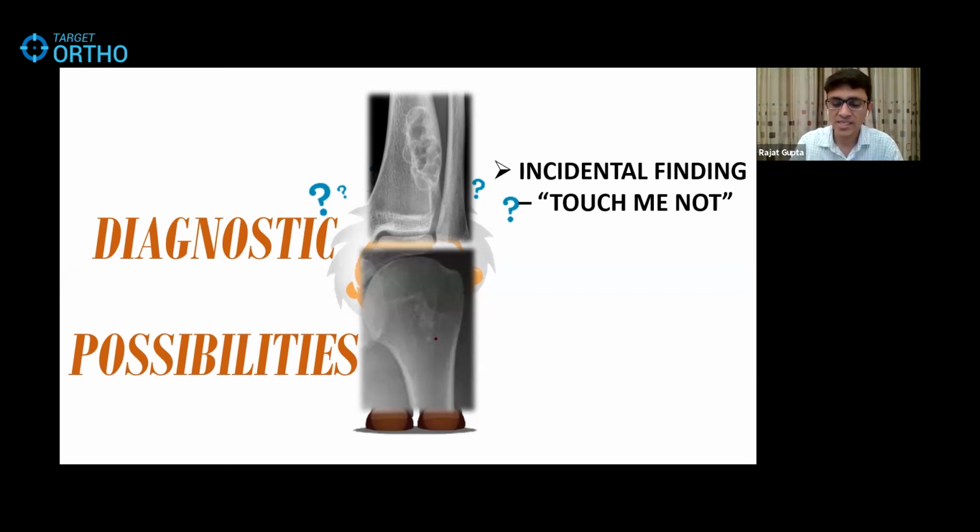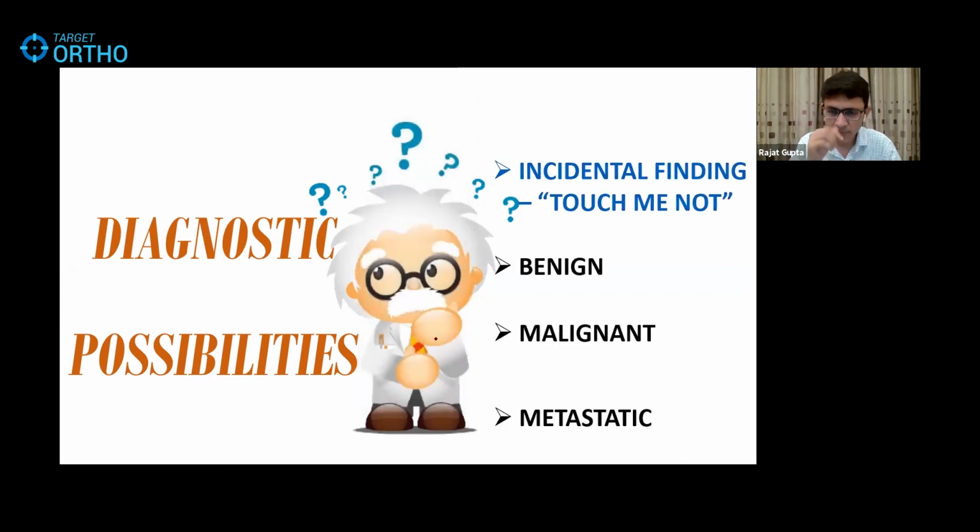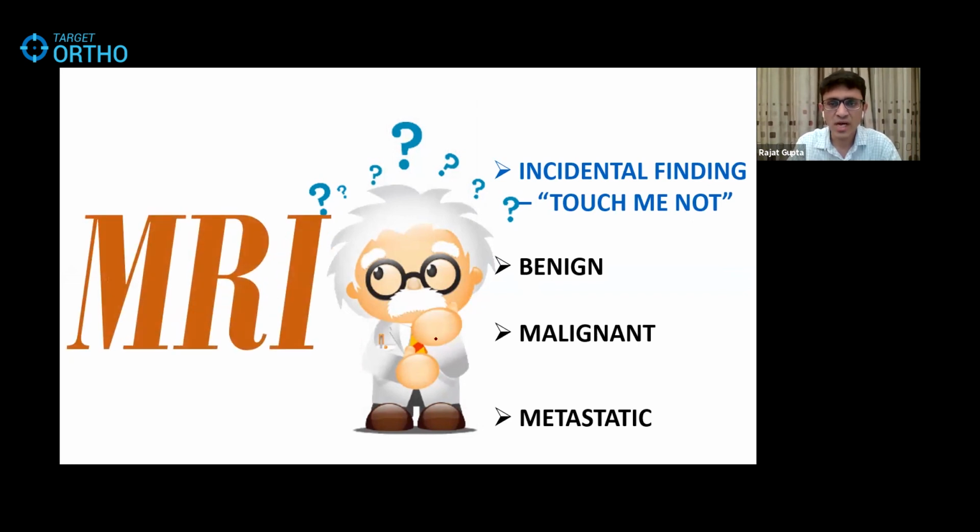So the idea is, when the examiner takes your exam, he's just seeing how you read an X-ray. He's not expecting you to give the diagnosis. Anyways, we may have an incidental finding like a touch-me-not lesion, or we may have a benign lesion or malignant or a metastatic lesion. So we need to have an MRI for further assessment of the lesion.